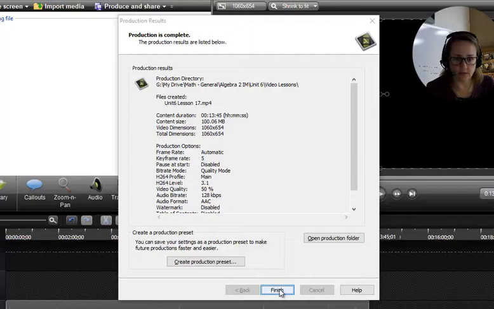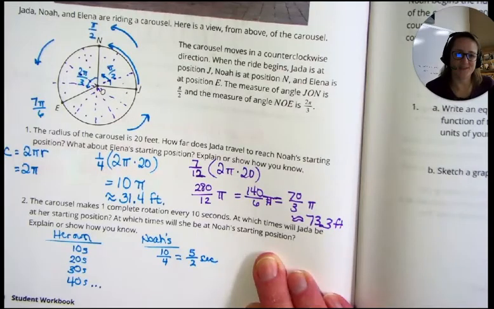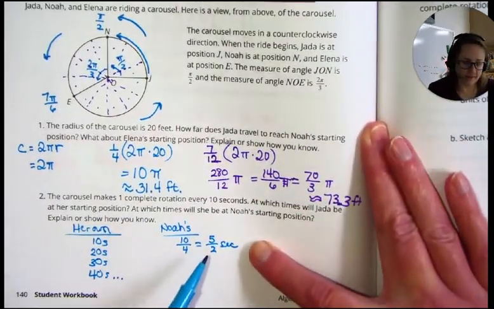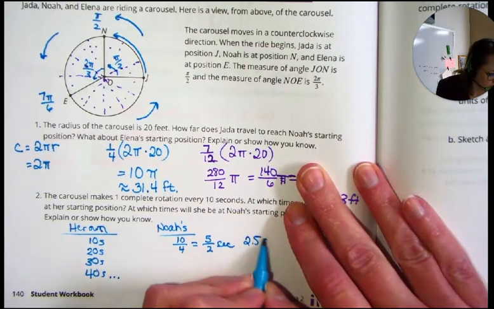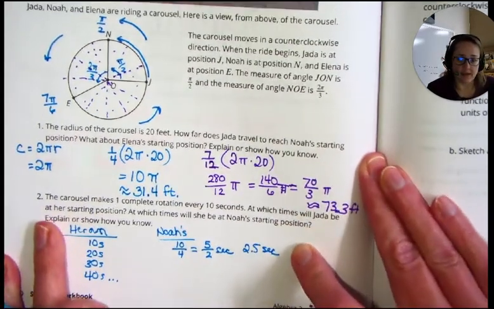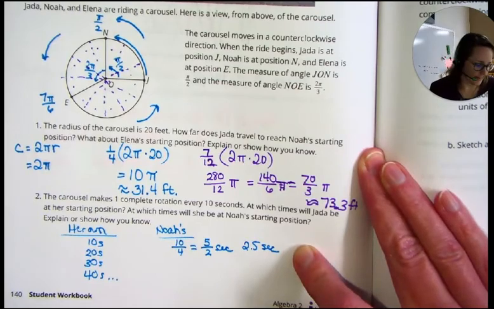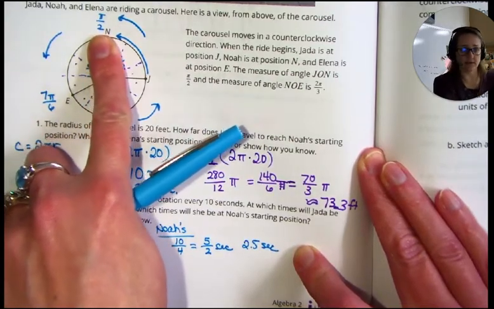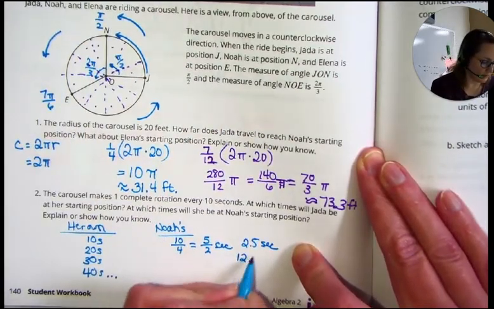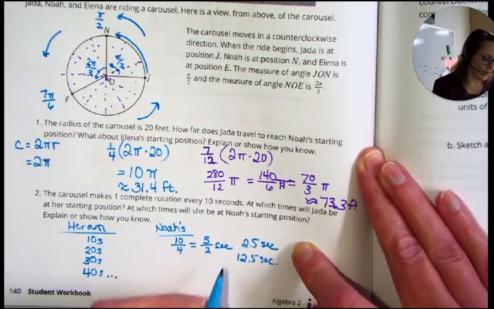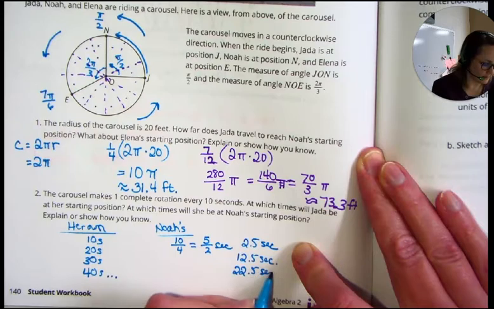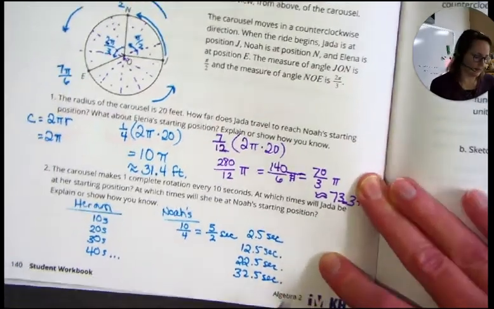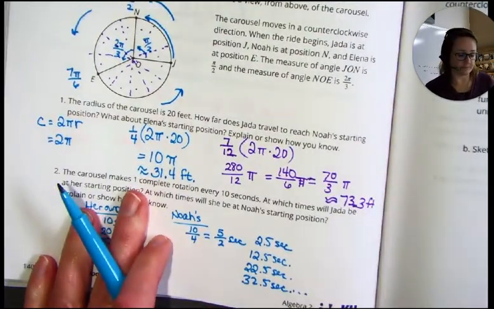So she'd be there at 2.5 seconds. Oops, sorry about that. Let me get back here. There we go. So she'd be there at 2.5 seconds. And again, once she's there at 2.5 seconds, it takes her 10 seconds to get around the carousel again. So she'd also be there at 12.5 seconds. And at 22.5 seconds. And at 32.5 seconds. Every 10 seconds she's going to be back at that same place. And that would keep on going until the end of the ride.